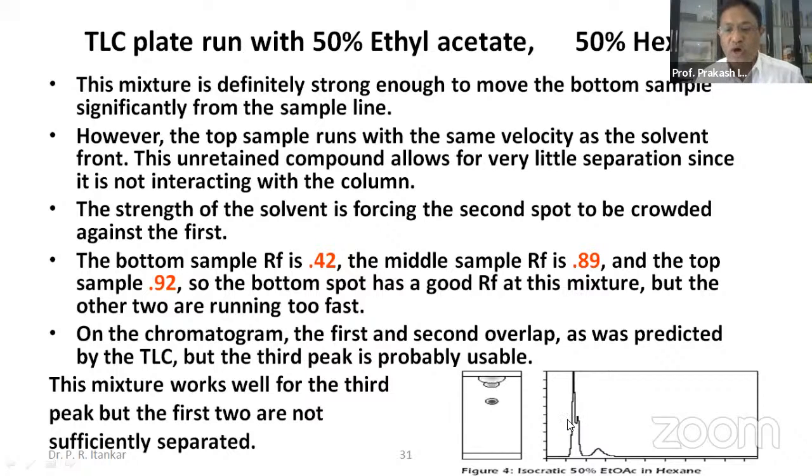Those are spot number 1 and 2. However, the third one is now clear, discrete, and can be separated out as a single spot. And this is how, on the chromatogram, the first and second have overlap, as we can predict, but the third peak is probably usable. So for the third peak, you have the process of 50% ethyl acetate and 50% hexane.